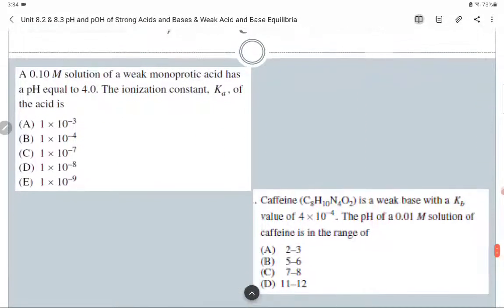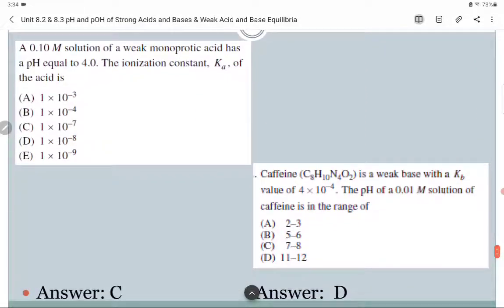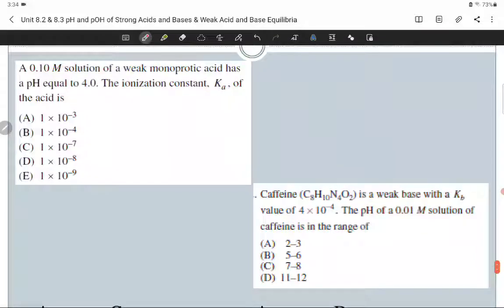Couple multiple choice questions. Like always, we got these answers C and D, but let's figure out why. So we have an acid. Monoprotic means it has one H positive, has a pH. What's the Ka? So Ka equals, if you take this pH and turn it into a hydronium, that would go on the top of the fraction.